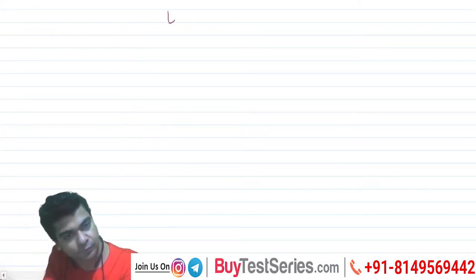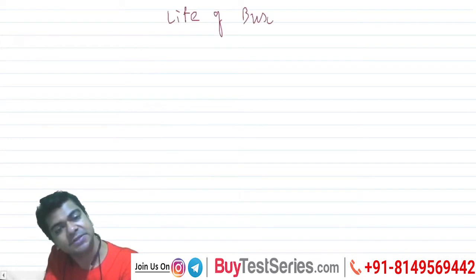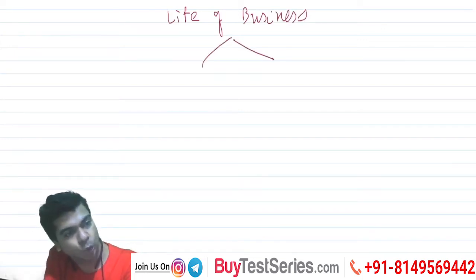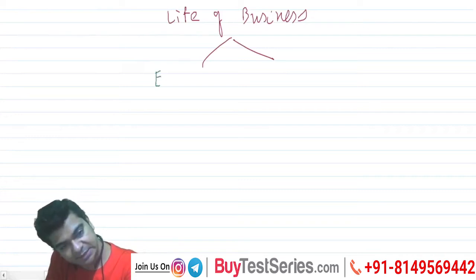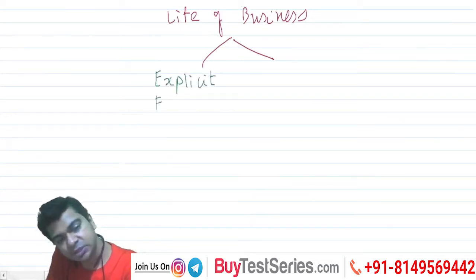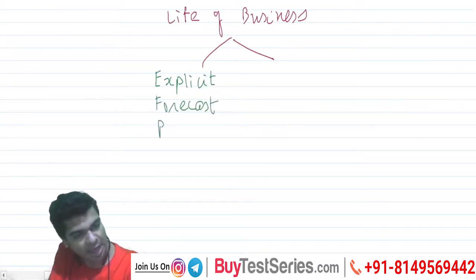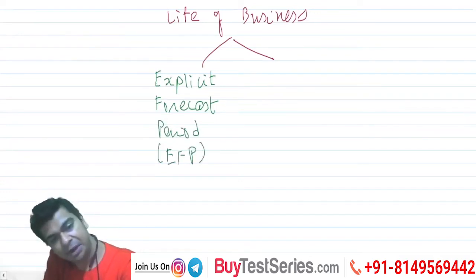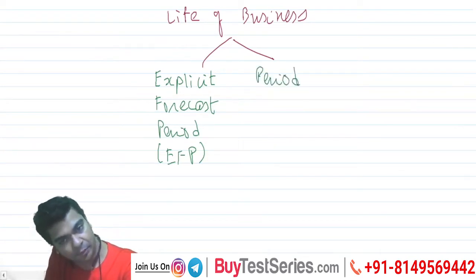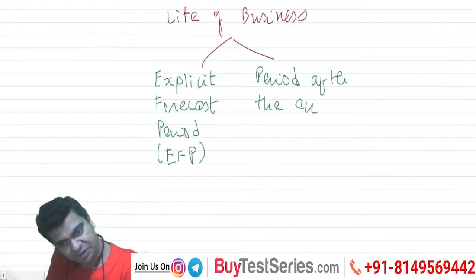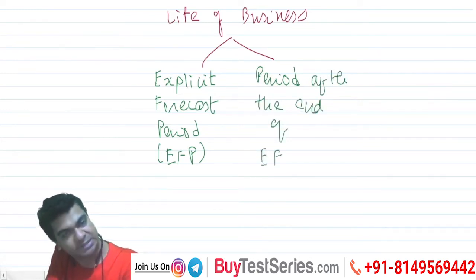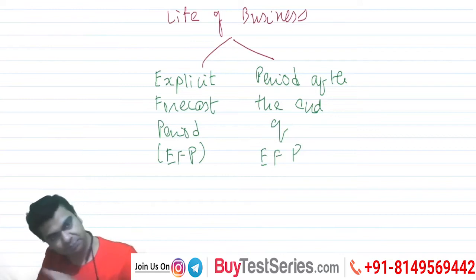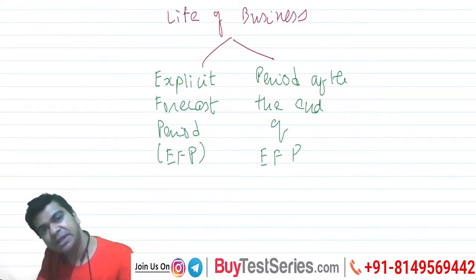The way out is that the life of business will be divided into two parts. Okay, I'll divide the life of business into two parts. The first one will be known as explicit forecast period. Okay, I will call it as explicit forecast period. Let's say it is EFP. And the second part will be the period after the end of explicit forecast period. So life of the business should be divided into two parts. Explicit forecast period, period after the end of explicit forecast period.